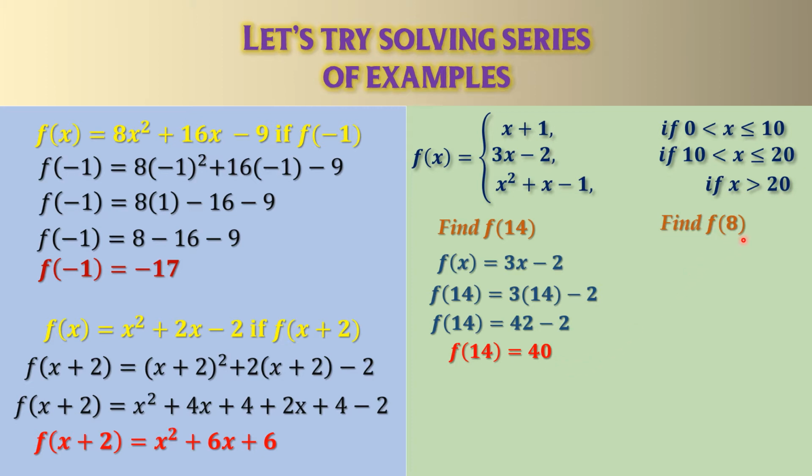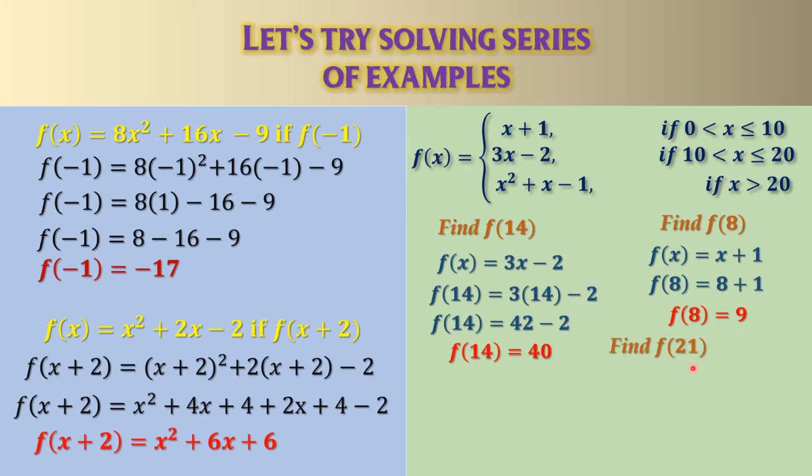So on the interval notation in our piecewise function above, the value 8 falls under the interval when x is greater than 0 but less than or equal to 10. That is from 1 to 10. So that's where the number 8 falls, so we have to use this function. We have f of x is equal to x plus 1. Then we place 8 here as the value of x. We have f of 8 is equal to 8 plus 1. And 8 plus 1 is obviously equal to 9.